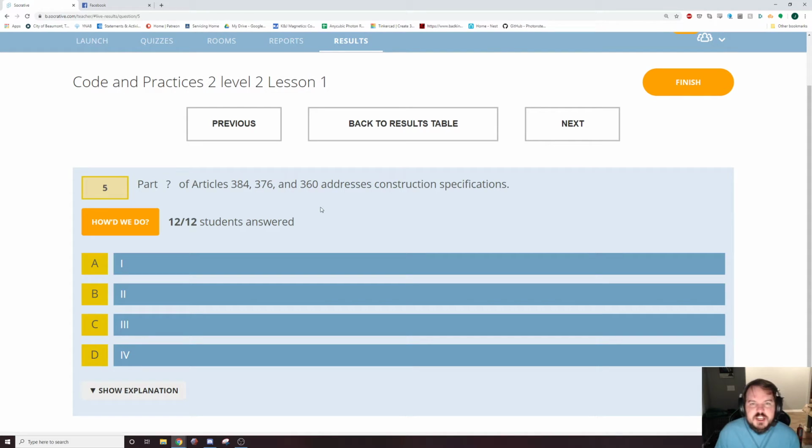So, all of the conduit articles and all of the cable assembly articles, we'll touch on that in a minute, are laid out in the exact same way. If you look at 384 or 376 or 360 or any number of other articles in the code book, they are all laid out exactly the same way. 384.10 covers uses permitted. 376.10 also uses permitted.